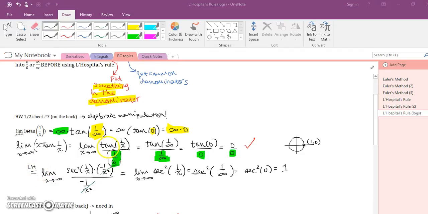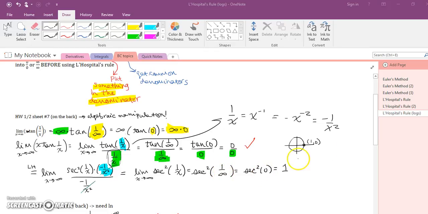So I do chain rule here. The derivative of the outside is secant squared. The derivative of the inside is, well, don't forget 1 over x is x to the negative 1. Bring the negative 1 down, subtract 1, negative 2, which is negative 1 over x squared. The derivative of the denominator, remember you take the derivative separately of numerator and denominator, is again negative 1 over x squared. These cancel.